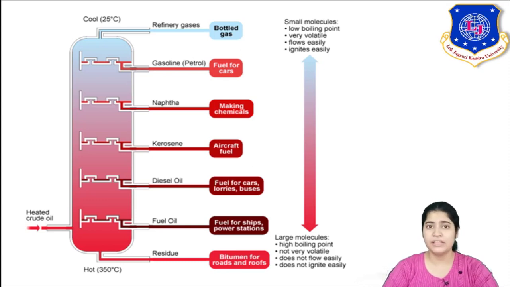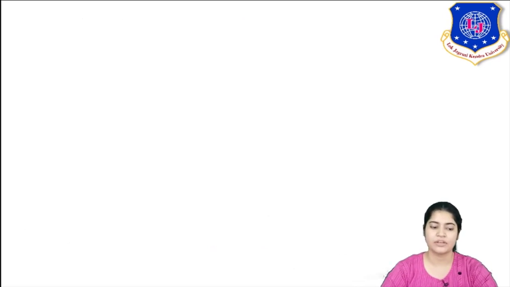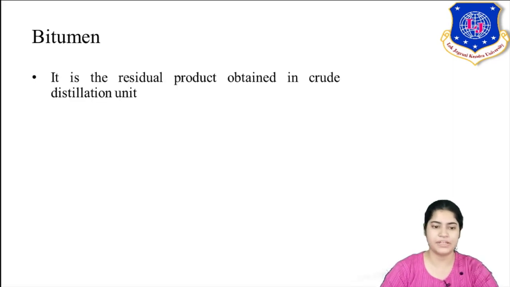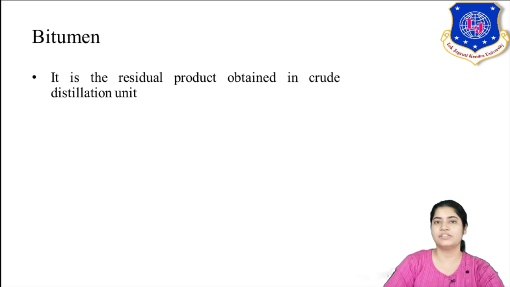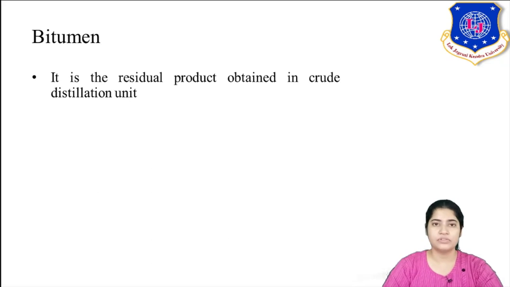These are the properties of your heavy components. Now bitumen being the last component you get, you can imagine its viscosity and its volatility. It's very less, hence making its boiling point very high. So talking about bitumen, let's look into its physical properties. First of all, it is the residual product obtained in the crude distillation unit. Residual means it is the end product; nothing can be extracted out from it now. So that is the residue part of your crude.